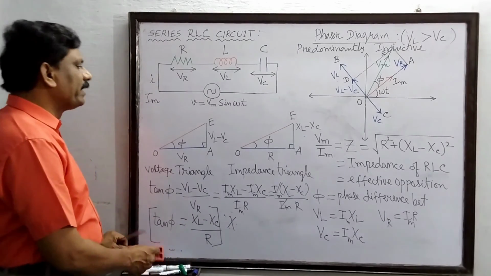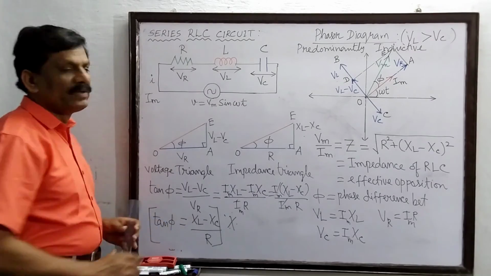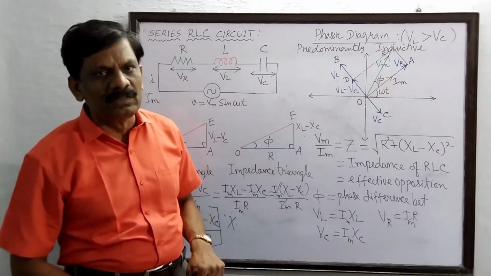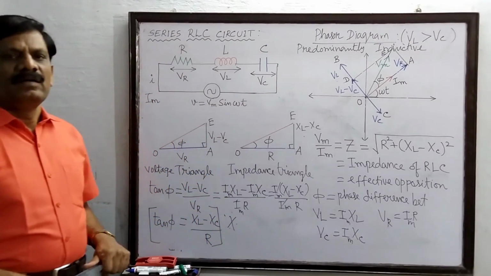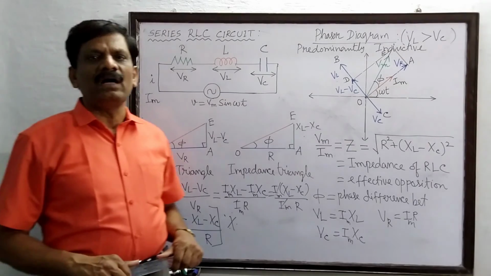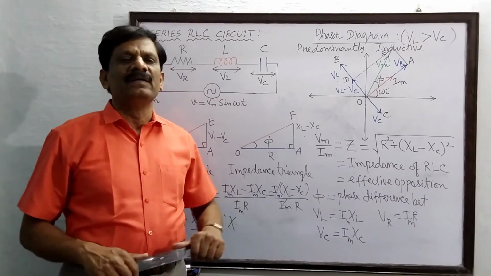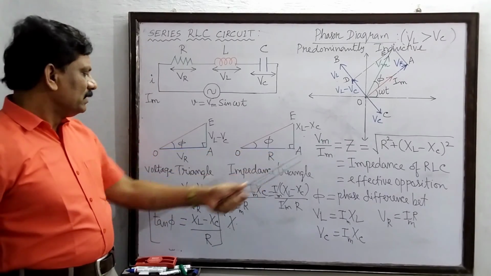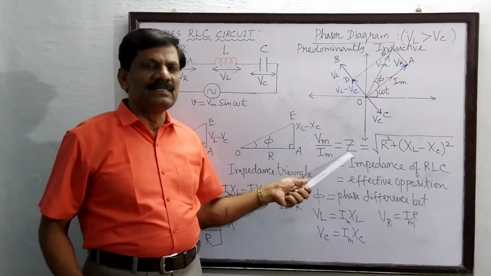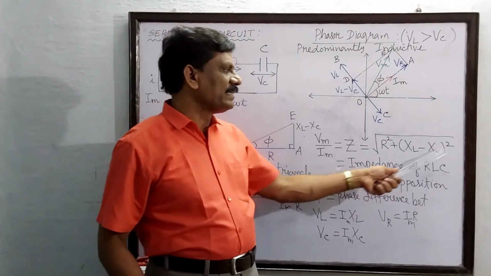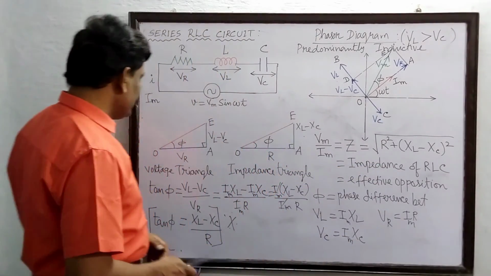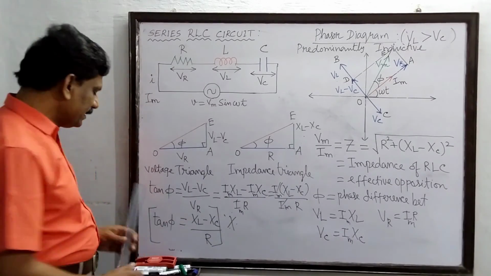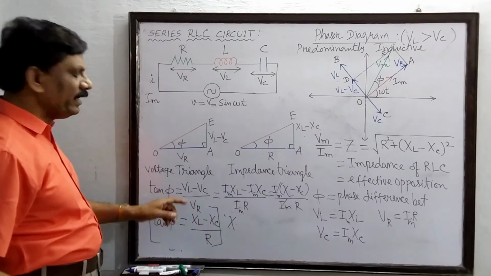So for solving numerical problems, we require three equations. What I told you: the resultant voltage Vm square is equal to Im square into R square plus XL minus XC the whole square. The second equation is also very important: Z is equal to square root of R square plus XL minus XC the whole square. And the third equation is tan phi is equal to XL minus XC divided by R. This is for the circuit predominantly inductive.